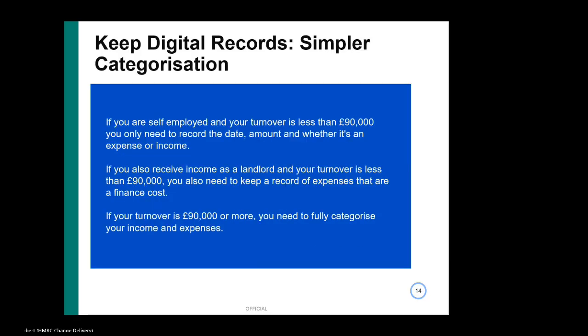Simple categorization is also known as three-line accounts. So if you are self-employed and your turnover is less than 90,000, you only need to record the date, amount, and whether it's an expense or income. If you also receive income as a landlord and your turnover is less than 90,000, you also need to keep a record of expenses that are a finance cost. If your turnover is 90,000 or more, you need to fully categorize your income and expenses.